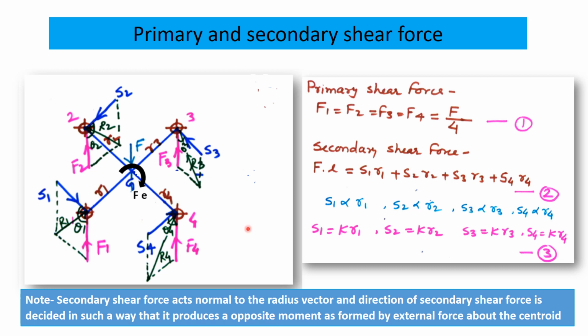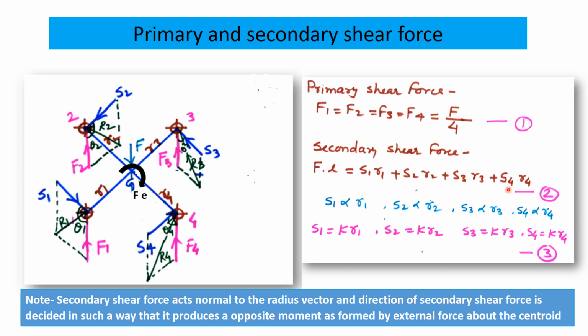Now we have to balance the external couple with the internal resisting moment because of the forces S1, S2, S3 and S4. The moment of the S1 force about the centroid is S1 R1, acting in the anti-clockwise direction. Similarly, the moment of force S2 is S2 into R2, also acting in the anti-clockwise direction. These are the resisting moments. So S1 R1 anti-clockwise, similarly S2 R2, then for the third force S3 into R3 anti-clockwise, and similarly for the fourth force S4 into R4.